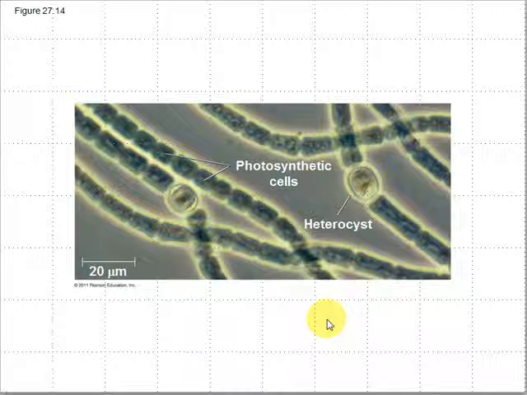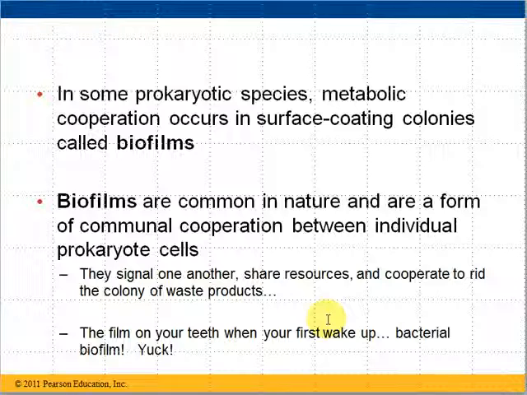One last good example of this metabolic cooperation is in the formation of something called biofilms. A lot of these prokaryotic creatures and bacteria form these sticky films that connect them together and connect them to the substrate that they're on. So biofilms are very common in nature, and they form when you have this cooperative group of individual prokaryotic cells all working together. They signal one another, they share resources, they cooperate to bring in nutrition, they cooperate to get rid of waste out of the colony. So they're really acting as one organism, but they're made up of individual separate cells, all stuck together and working together.